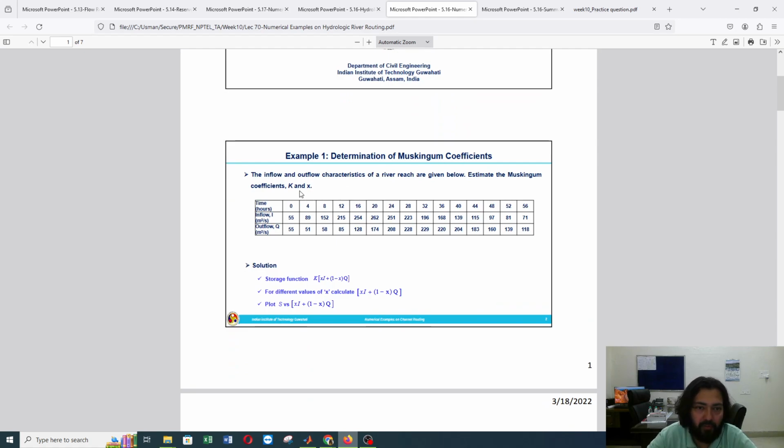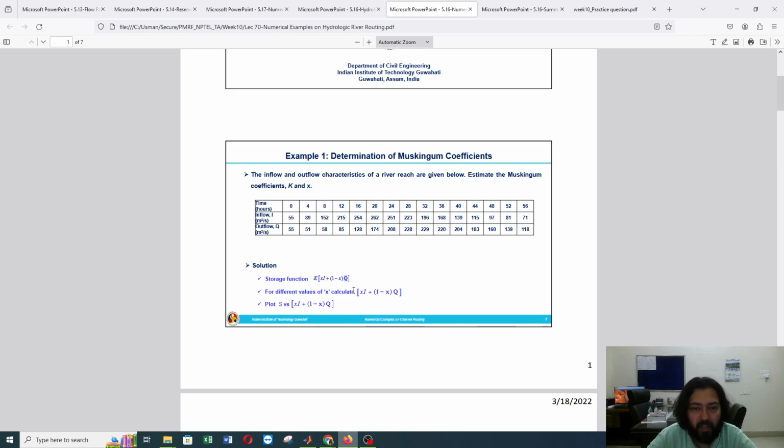So the Muskingum coefficients are K and X. For a particular time period, we have inflow and outflow, and we need to derive K and X. If we know the Muskingum equation, that storage is a function of K[xI plus (1 minus x)Q], we know the value of inflow, we know the value of Q, and we want to calculate K and x, right? So how can we do that?